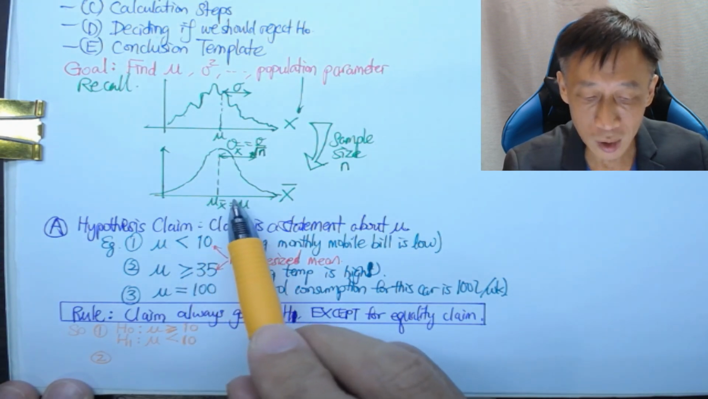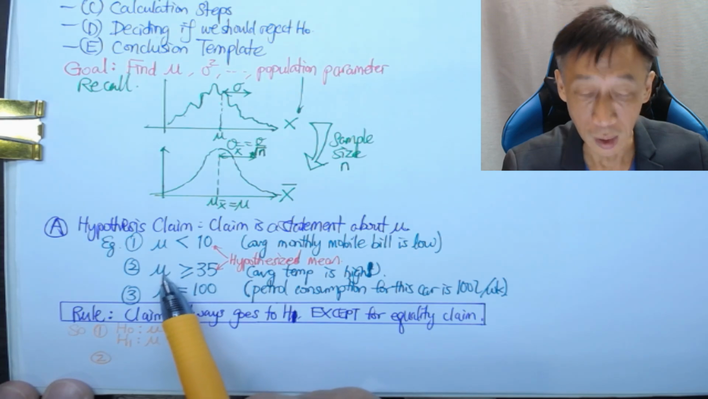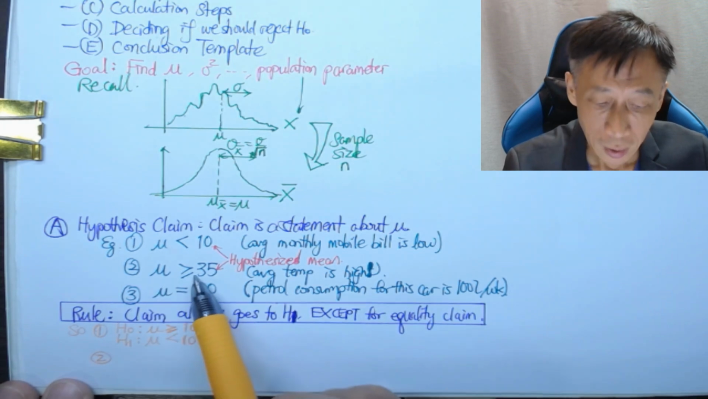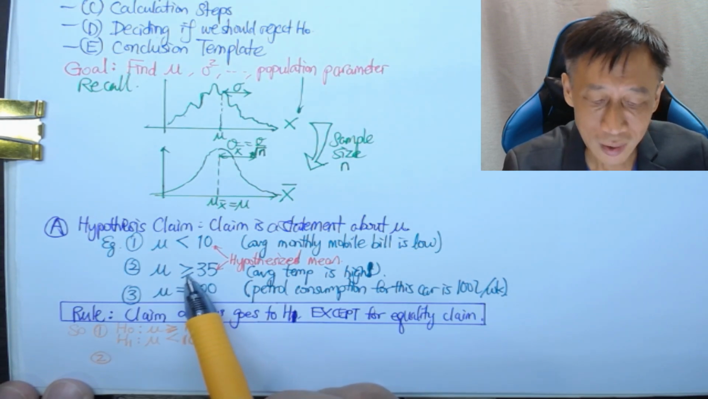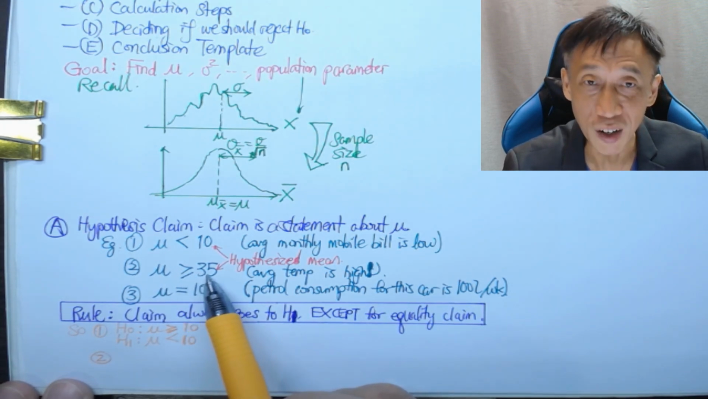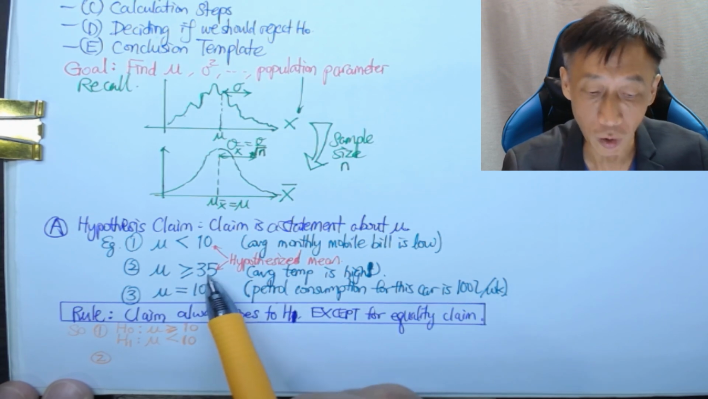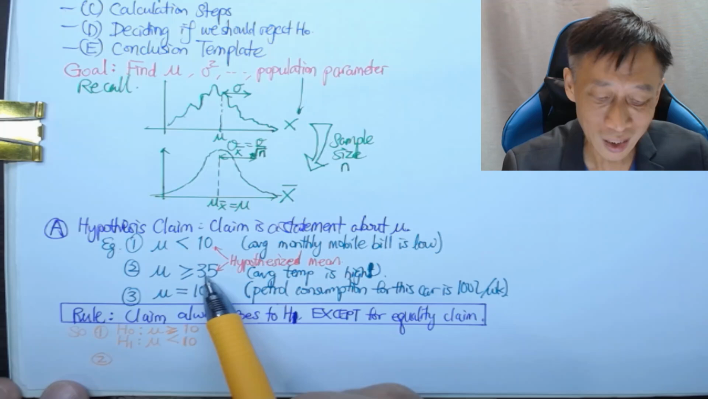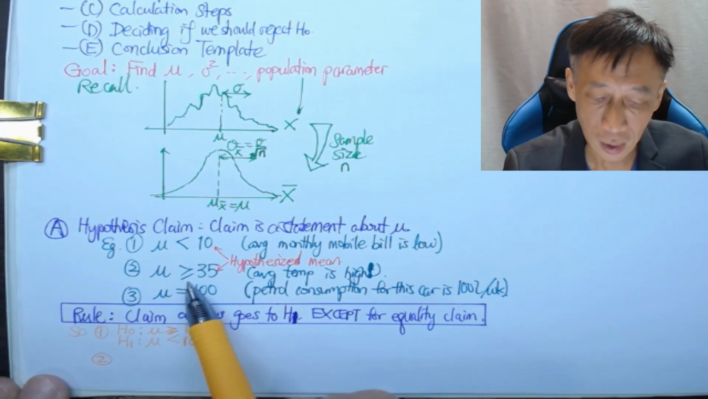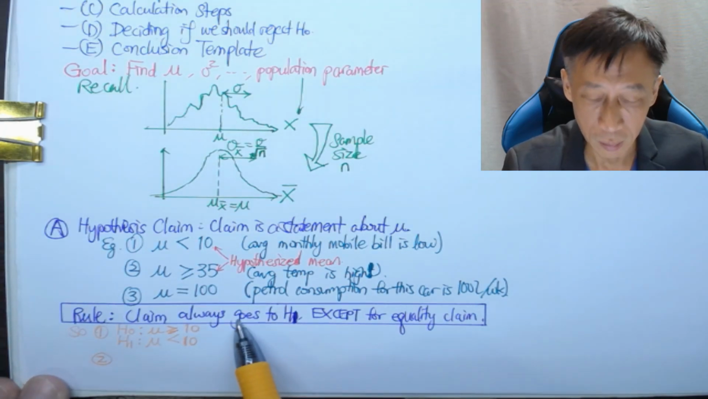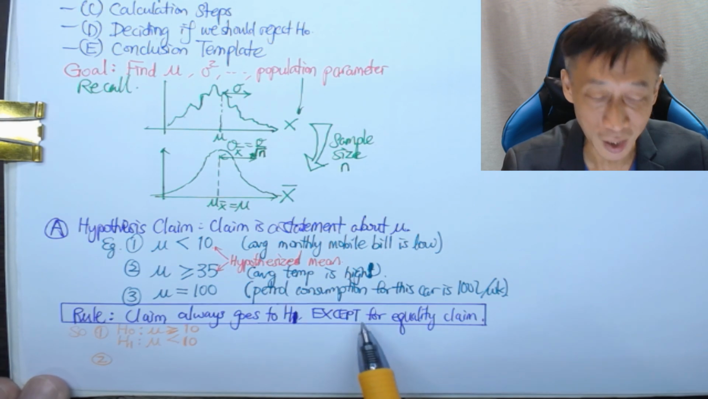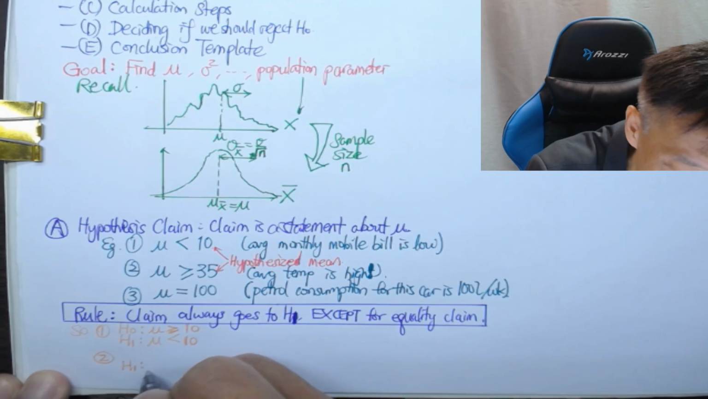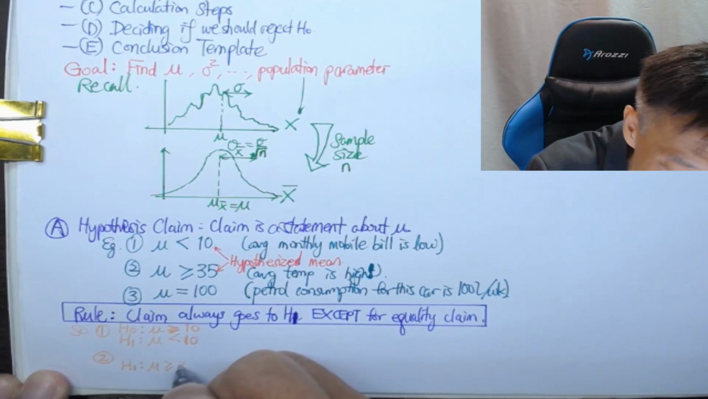For a continuous variable, like mu, which is a continuous real number on the real axis, whether you include the dot on the 35 or not is not really very material. So that's why this is essentially a claim that is not an equality claim. So it goes to H1. So we write down H1, mu is greater than 35.